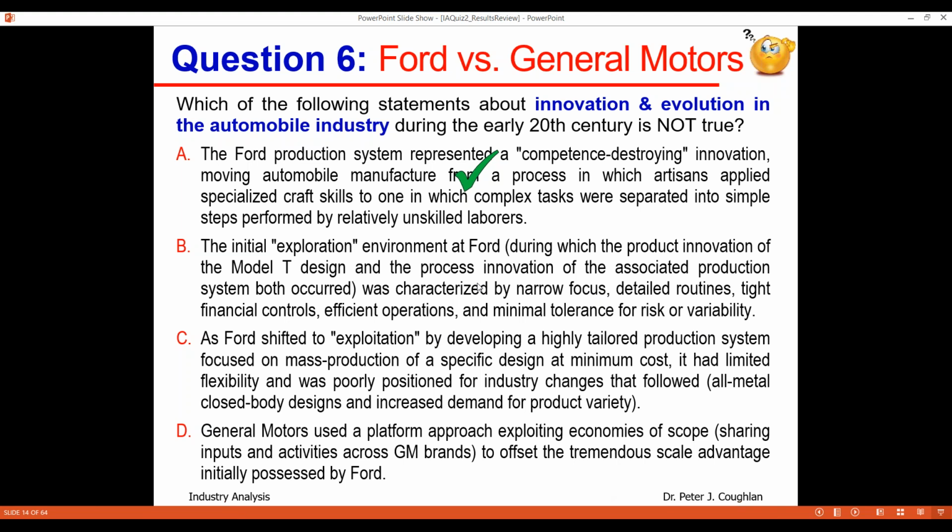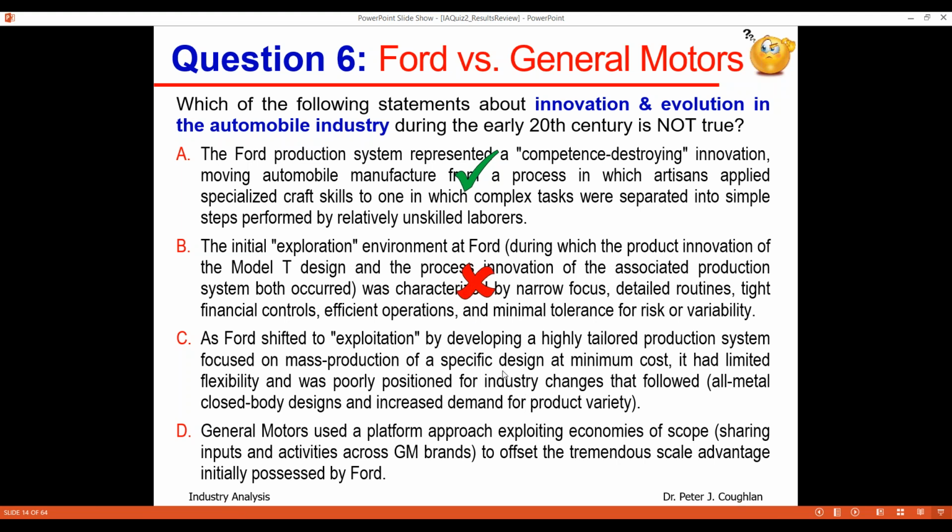So again, this actually describes the exploitation environment at Ford after they came up with the Model T and after they figured out the production system. But during the period in which they were doing exploration and discovering the Model T design and the Ford production system, that was characterized very differently. So again, this answer is incorrect.